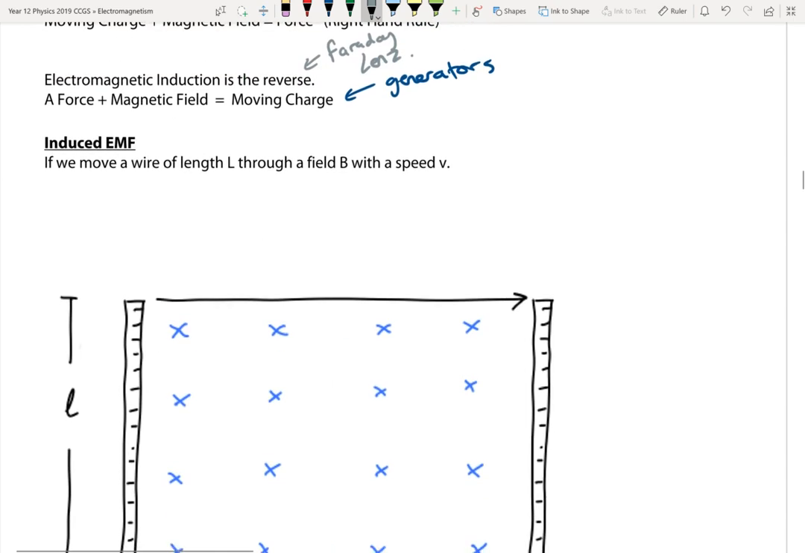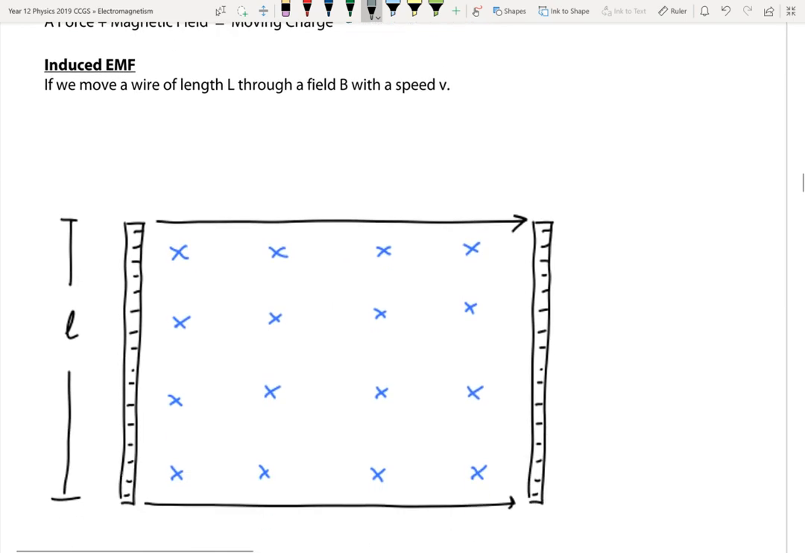So, could we please have a look down here? If we were to move a wire, a length of wire of dimensions L, through a magnetic field. Now in this diagram it's directed into the page, and we're sweeping this wire across with a certain speed V.